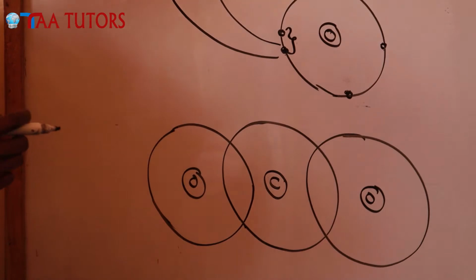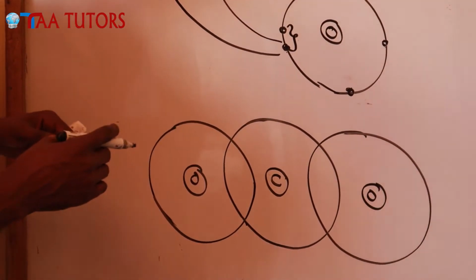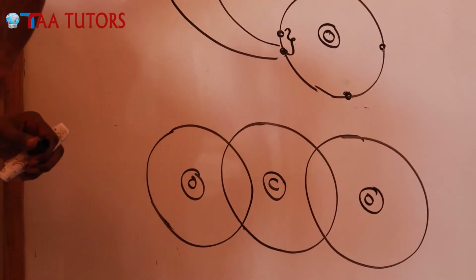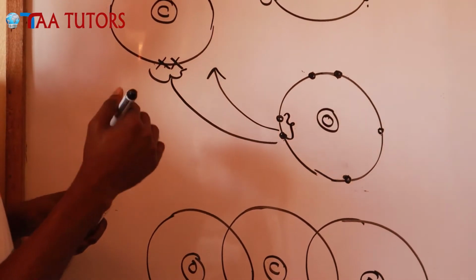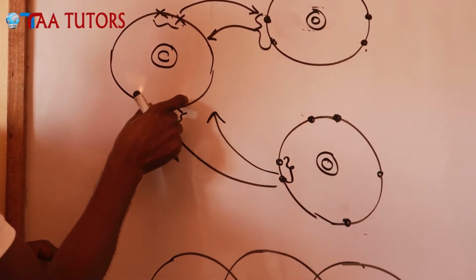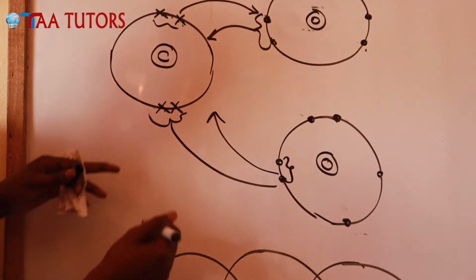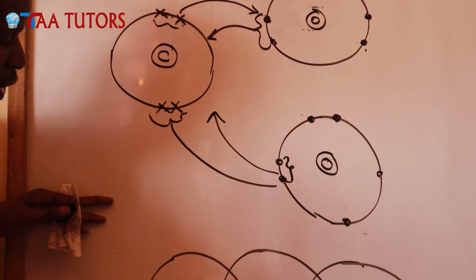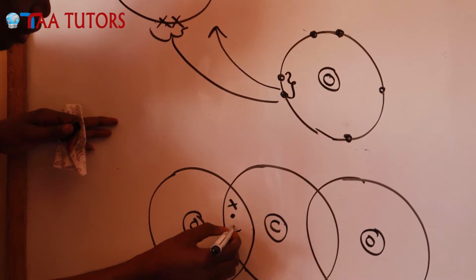Let us start by putting these electrons the way we have explained. We have said that carbon has 4 electrons. All 4 electrons will be shared. You know that these ones will be shared to that oxygen atom. So let me bring them here. These 2 crosses, 2 dots. So 2 crosses here, 2 dots.